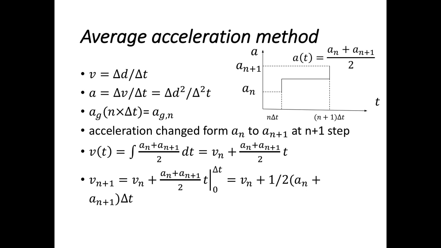So what happens at the end of the delta t time interval? We use delta t as t and substitute it into this equation. Making t become delta t, we find Vn plus 1 equals Vn plus half of an plus an plus 1 times delta t. However, an plus 1 is still a variable that we don't know yet.